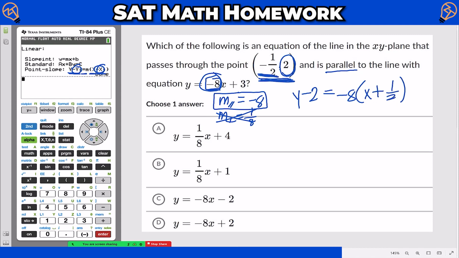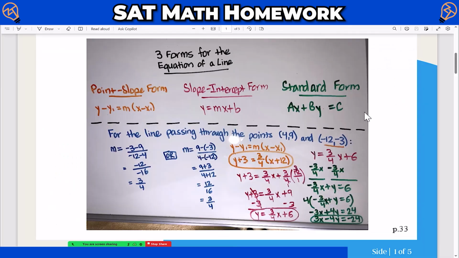Now at this point, we want to get it into slope intercept form. So notice if we go to page 33, this front side here, side 1 of 5 of our math reference document, we have the same thing that I just mentioned, the three forms of an equation of a line. And notice in orange, we have point slope form, just like we have down here with this example. And we're able to pretty easily take it from point slope and turn it into this red slope intercept form.